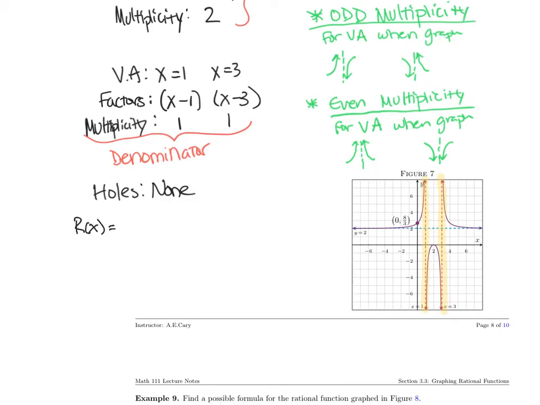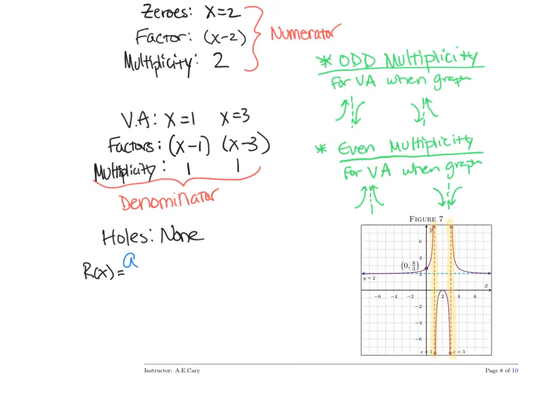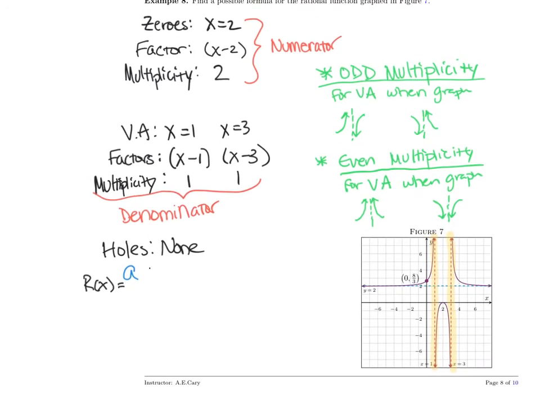So when we set up our equation, we'll have, maybe write kind of small, r of x is equal to some a value. We don't know what the a value is. And then I have to put in my numerator. So for my numerator, I know that we have a factor of x minus 2, and that's going to have a multiplicity of 2. And then in our denominator, I know we're going to have the factors of x minus 1 and x minus 3, both with a multiplicity of 1. So this is our setup. Now I'm going to take our point of 0 and 8/3.